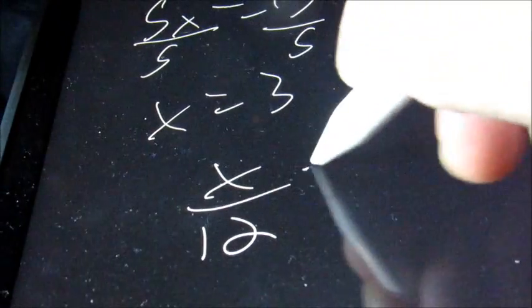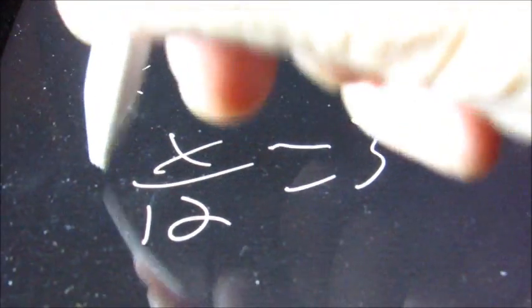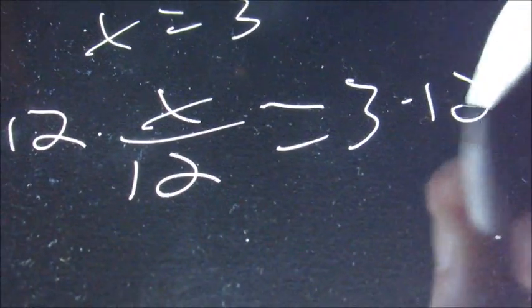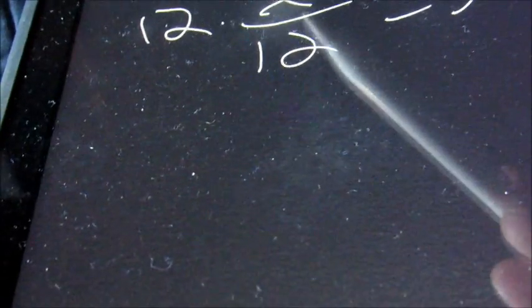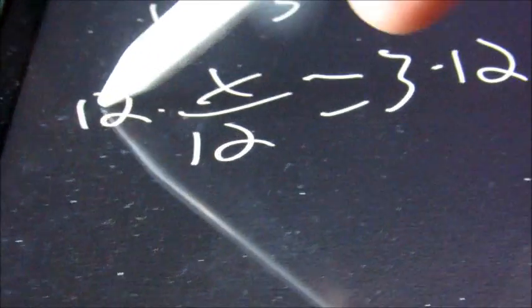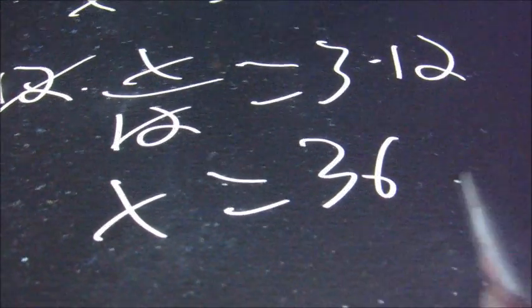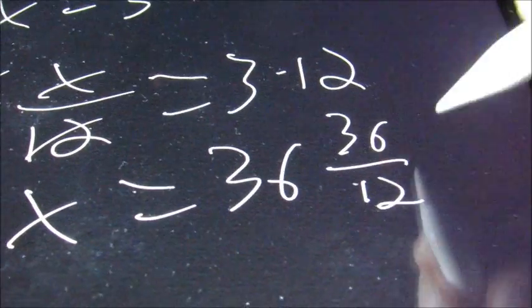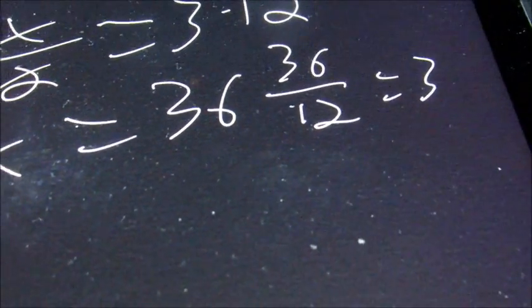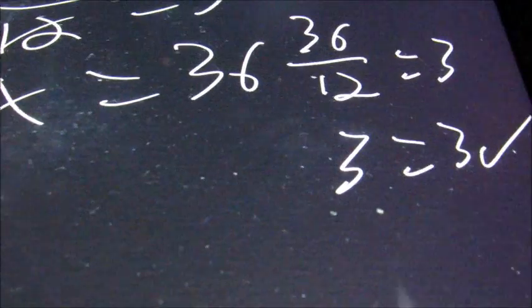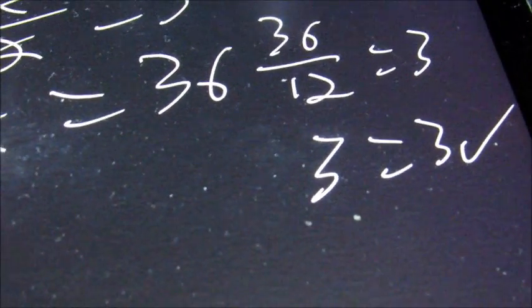Next, let's do one where we're dividing. X divided by 12 equals 3. So dividing, the opposite is multiplying. So we're going to multiply this side by 12 and this side by 12. So here we're going to get 12x over 12. 12 divided by 12 is 1. So we're just left with 1x equals 3 times 12 is 36. To check, we'll put the 36 in for x. 36 over 12 equals 3. 36 divided by 12 is 3. And 3 equals 3, so we got that right.